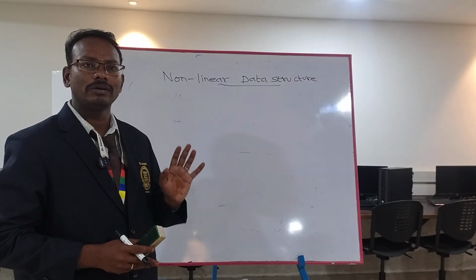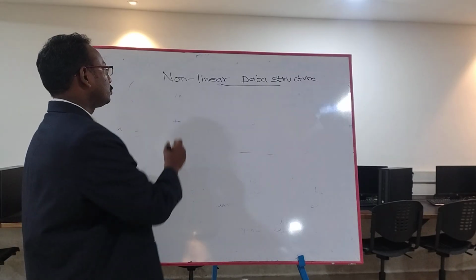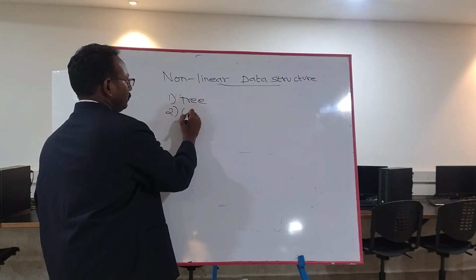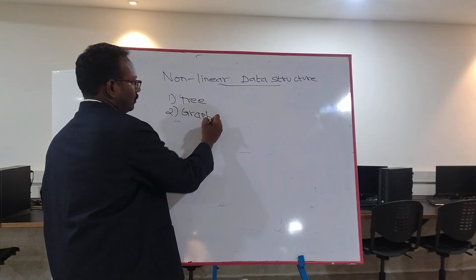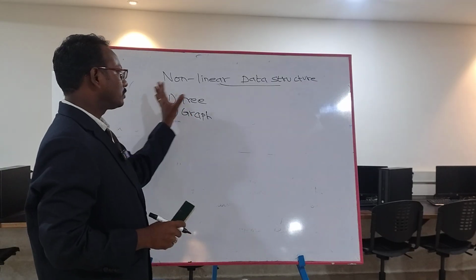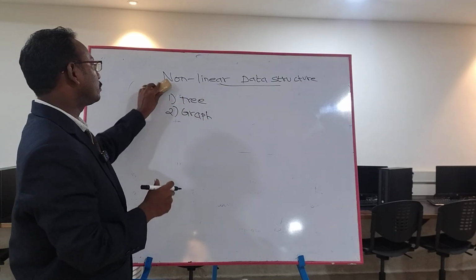In this non-linear data structure, we are using two main concepts. The first one is a tree, and the second one is a graph. Today we are going to see about trees and graphs. First, we are going to see about the tree.